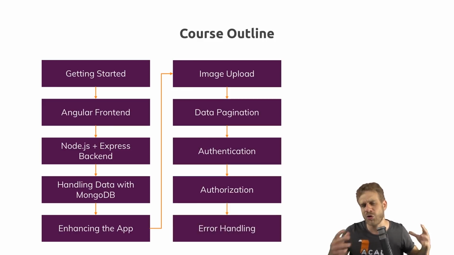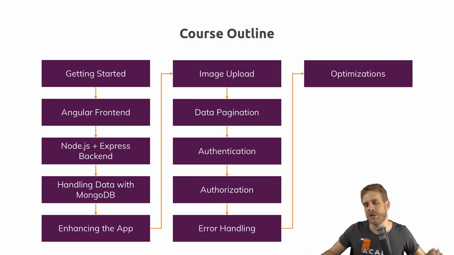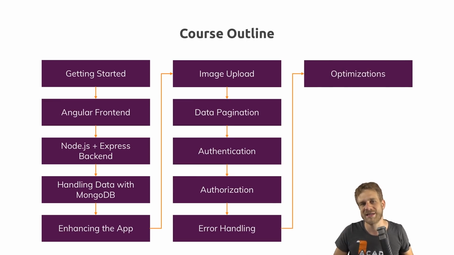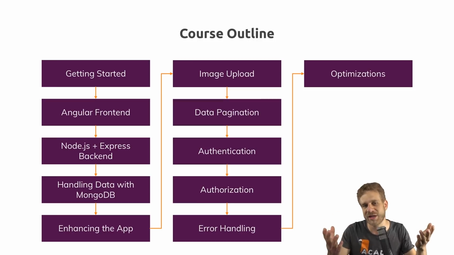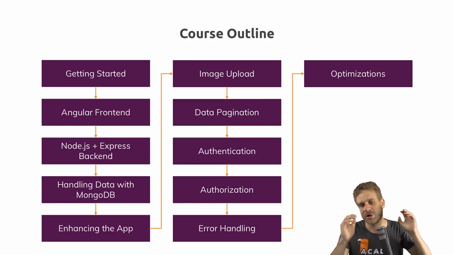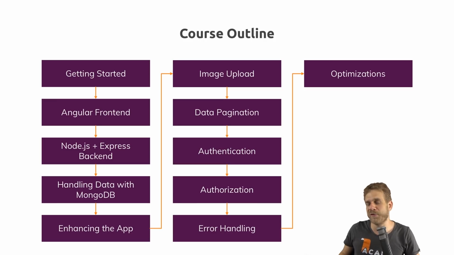What does this mean and how could we elegantly handle errors in our Angular app? Once we're done with that, we're pretty much done and we'll put some optimizations into place, both on the backend and the frontend, regarding our code structure, but also regarding performance.